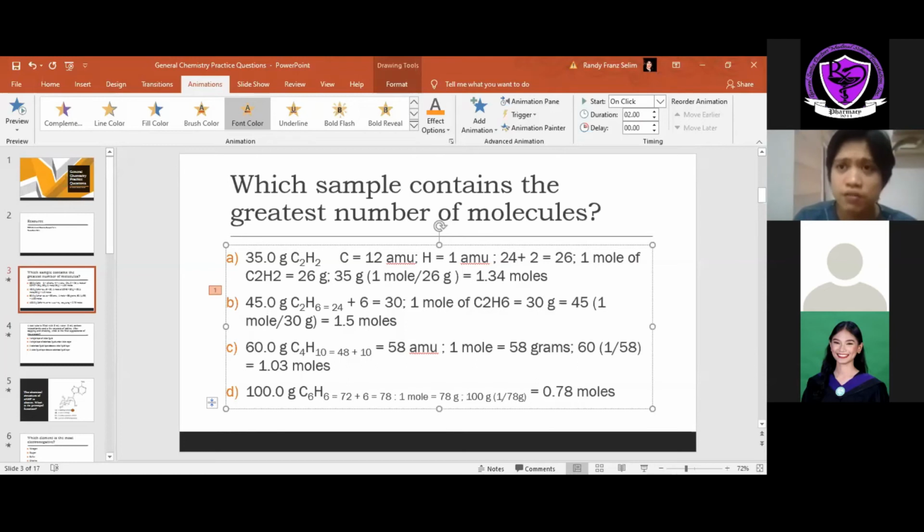So, if you have gone through this process, makikita nyo na yung may pinakamataas na moles ay letter B. That is why letter B is the answer.